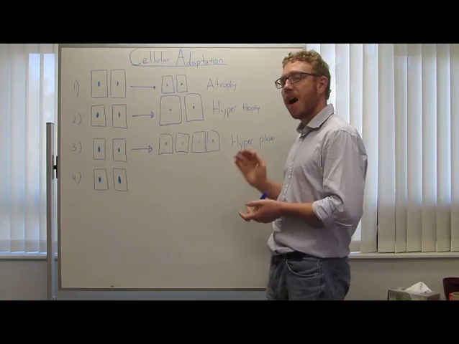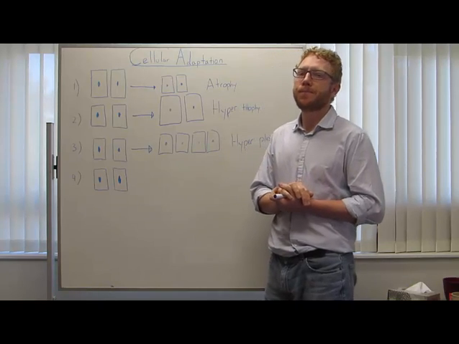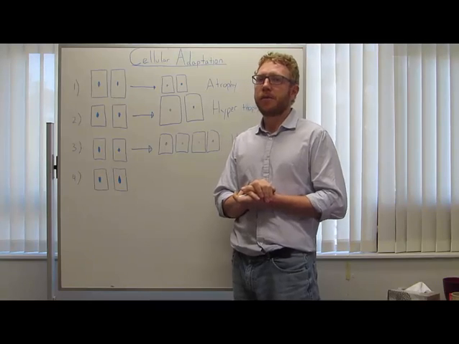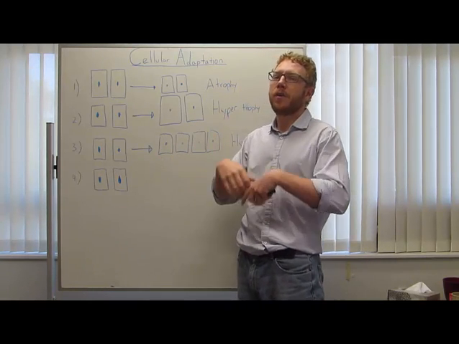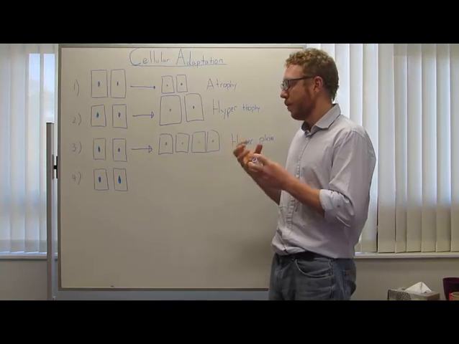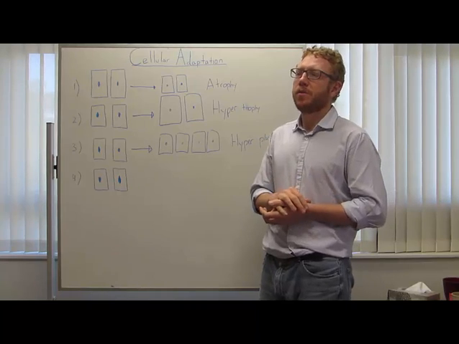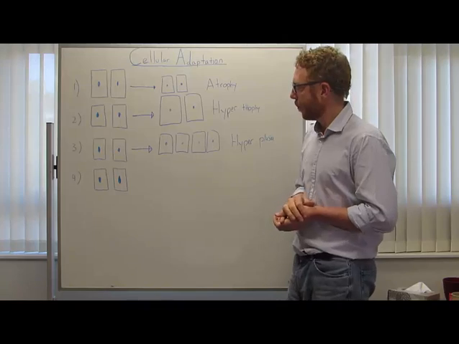Another example of hyperplasia, maybe in this case a pathological example, would be in the prostate for males. And this is what we call benign prostatic hyperplasia. So an increase in number of cells, but in a certain area. Now this is a pathological response and can lead into some more cancerous states.